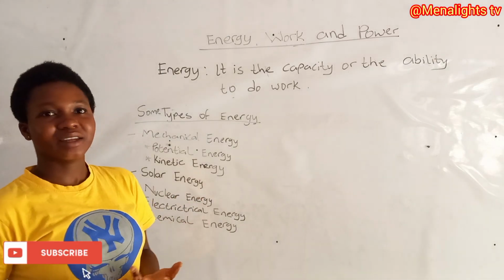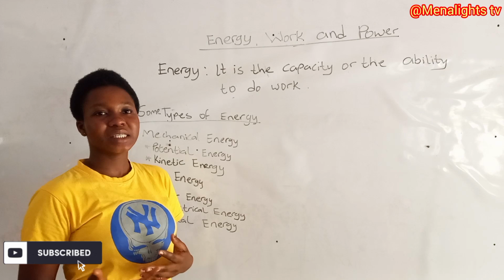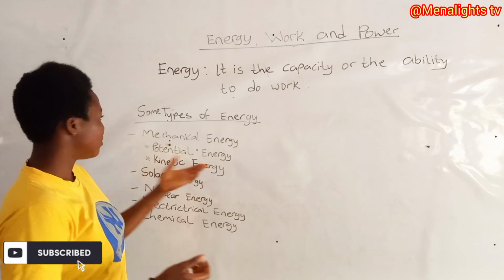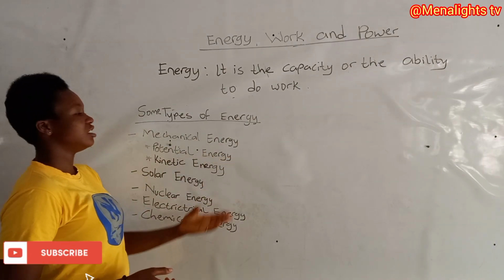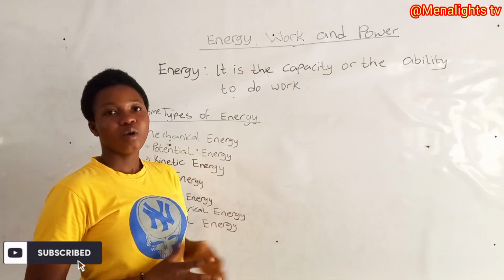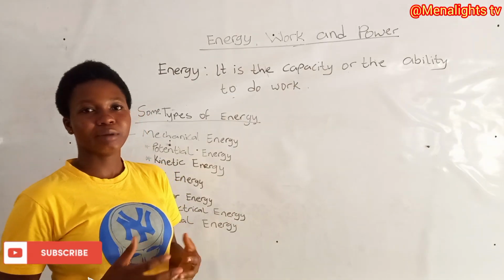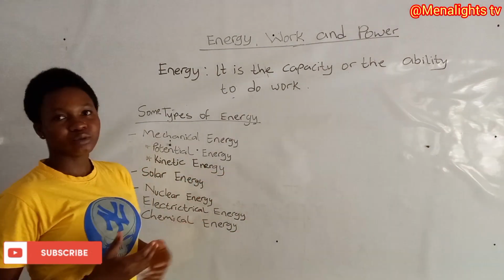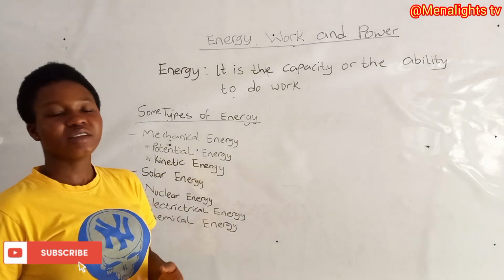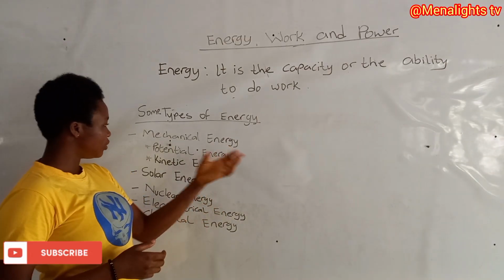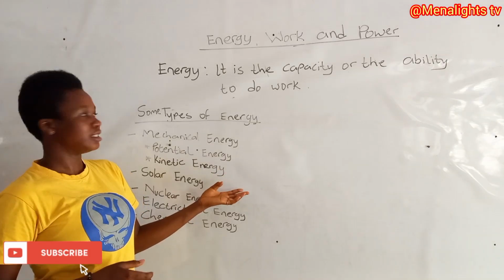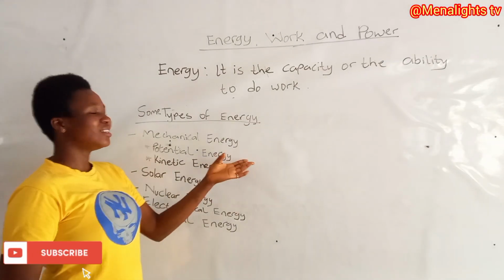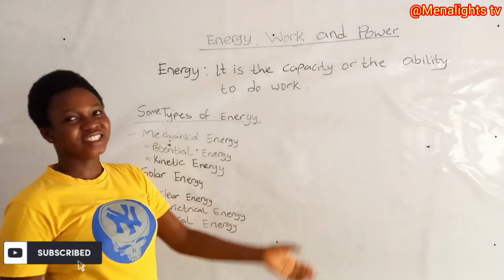Mechanical energy is the energy possessed by a body by virtue of its state or motion. So under mechanical energy, we have potential energy and kinetic energy. Potential energy is the energy possessed by a body by virtue of its state, and kinetic energy is the energy possessed by a body by virtue of its motion. The difference is that kinetic energy is mechanical energy in motion, and potential energy is mechanical energy at rest.